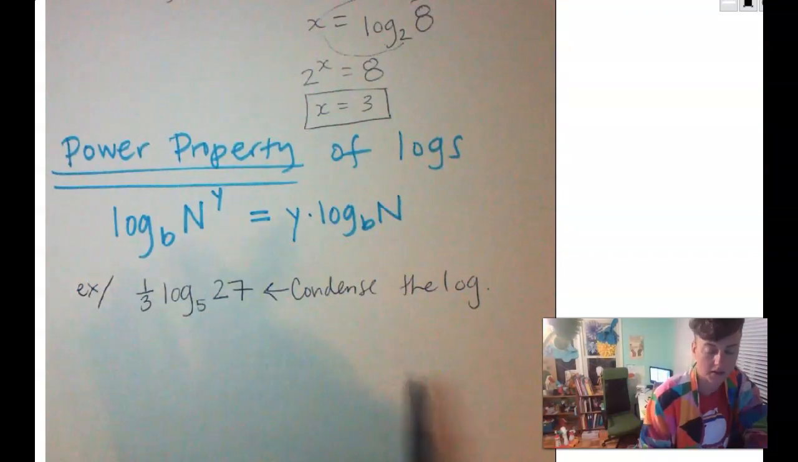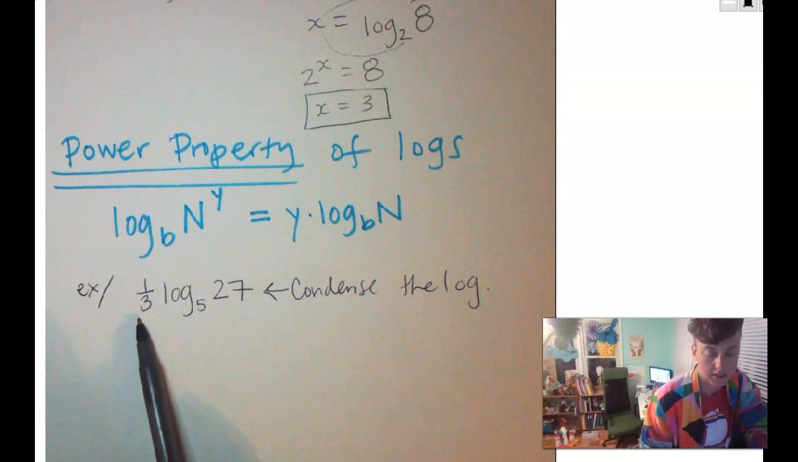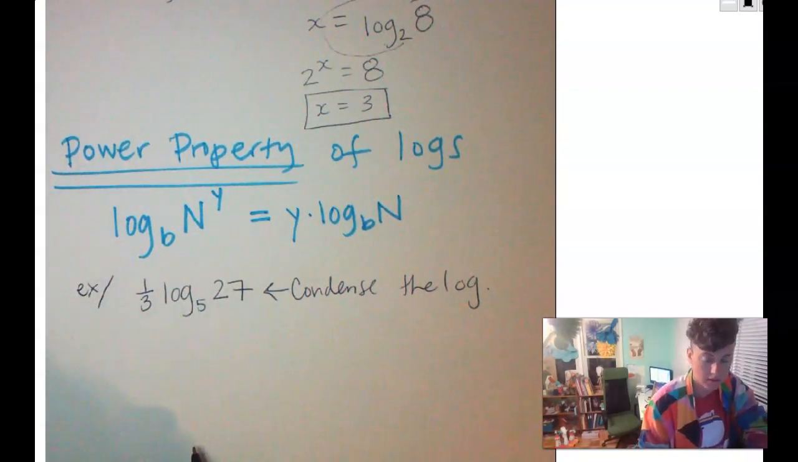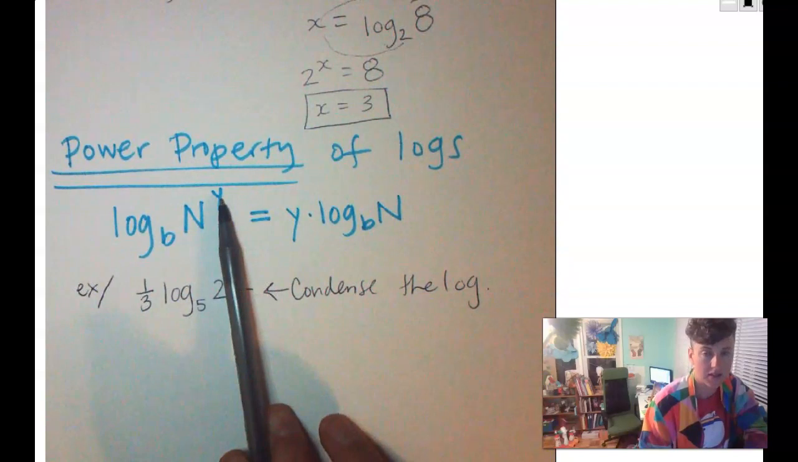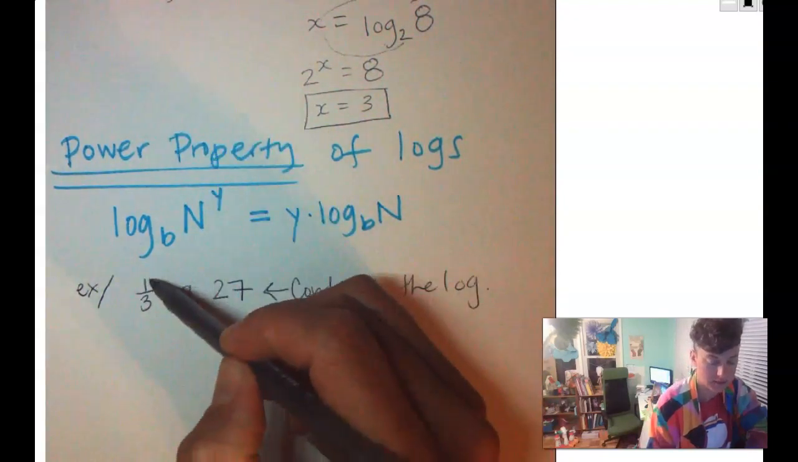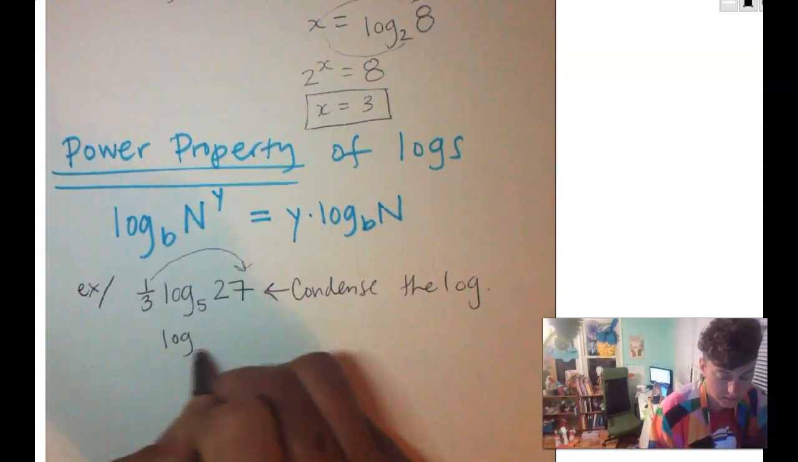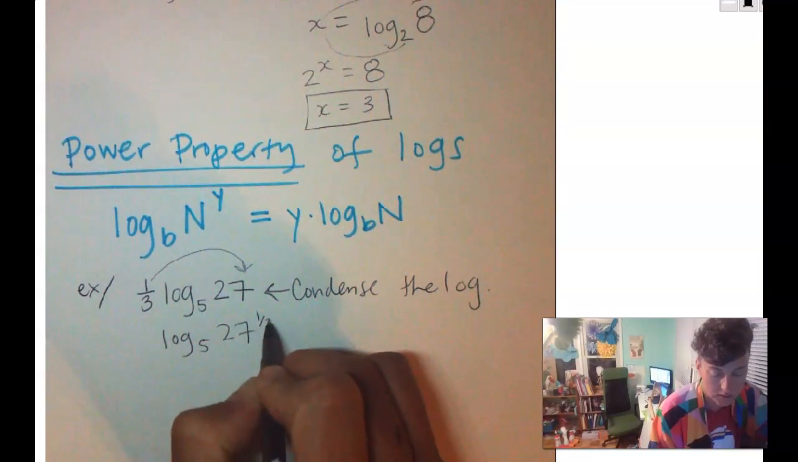So here's our example. We're going to condense this log as much as possible. We've got 1/3 times log base 5 of 27. So according to this rule, if we got a number in front, we can make that an exponent here. So that 1/3 is going to go as an exponent to the 27. So this will be log base 5 of 27 to the 1/3 power.